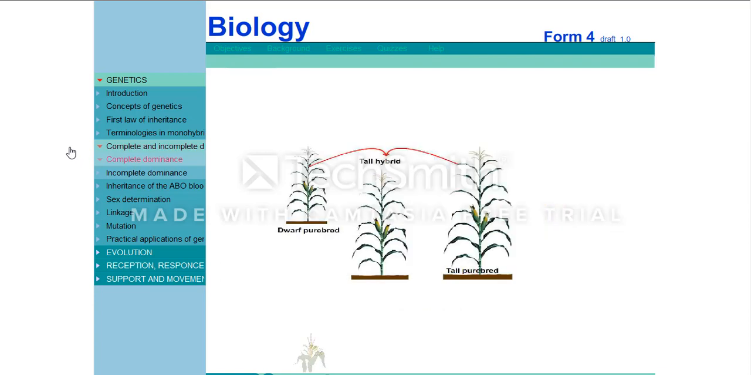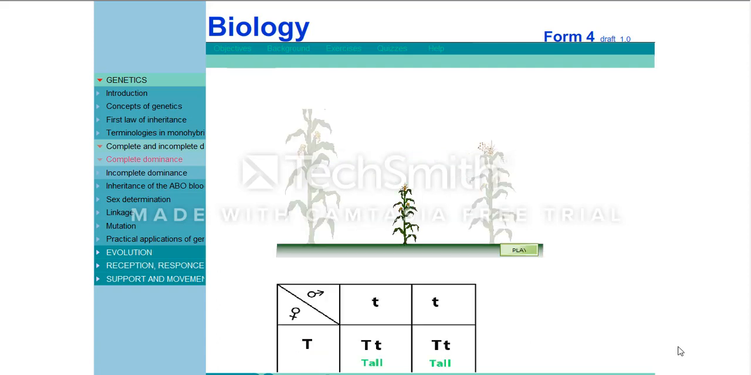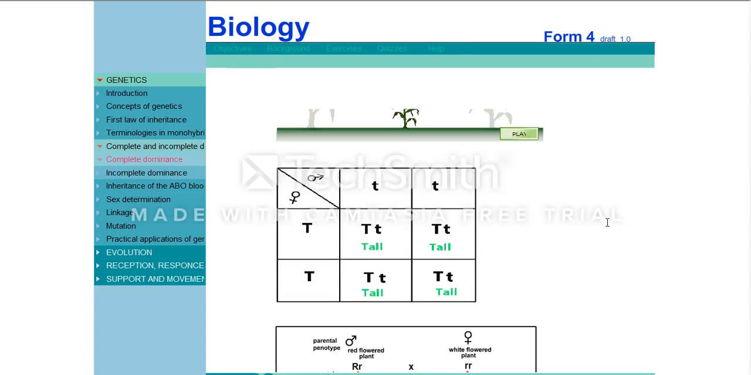Complete dominance. A characteristic in an individual is controlled by the two alleles. If one of the alleles suppresses the other such that its effects are not observed in the presence of the other allele, then this is complete dominance. This allele is said to be dominant, while the one that cannot express itself in the presence of the dominant allele is said to be recessive. An example of complete dominance is shown on the illustration. Play the animation to see an example of complete dominance in maize plants.